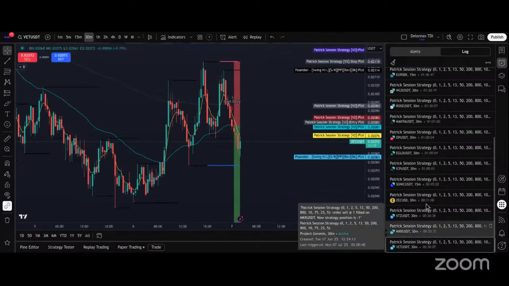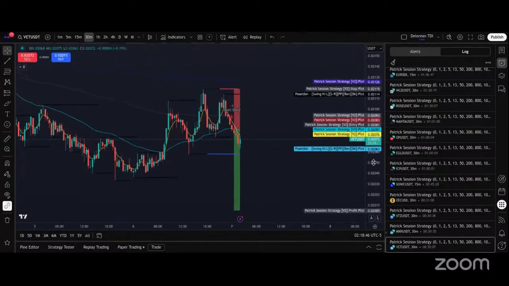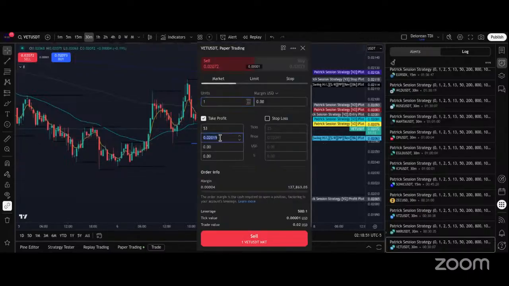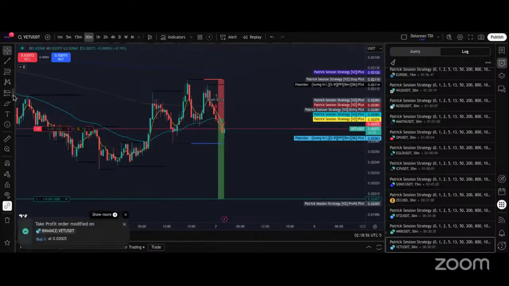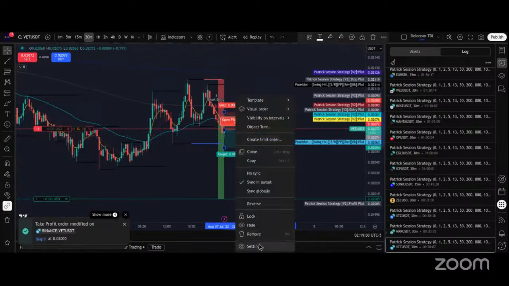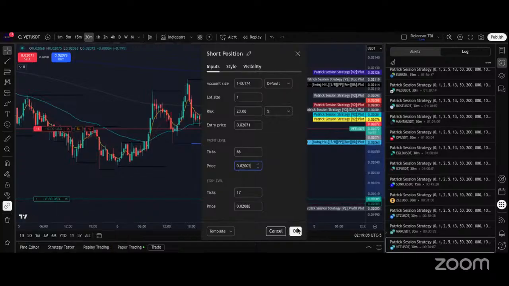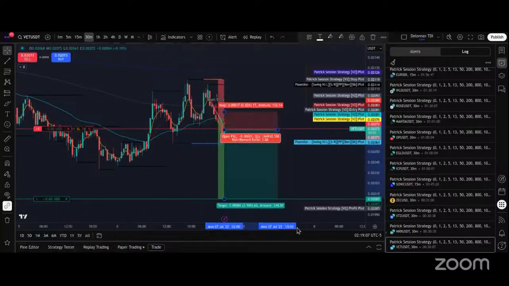VET versus USDT. This trade is valid. We can take that as a sell. It's going to be 0.02005. It's going to be a 3.88 risk to reward ratio. Let's get this out. Again, another 30-minute confirmation.